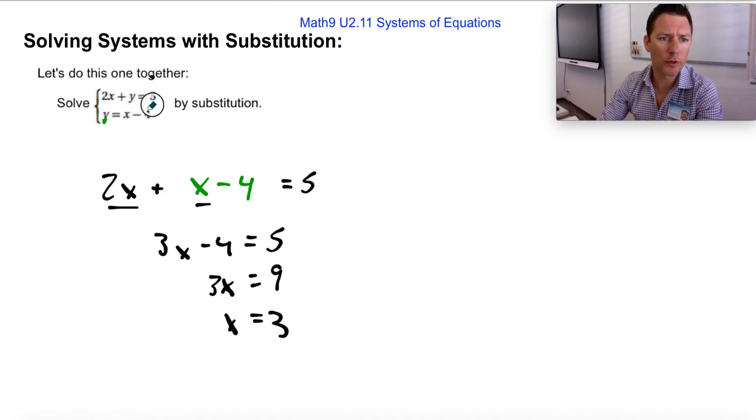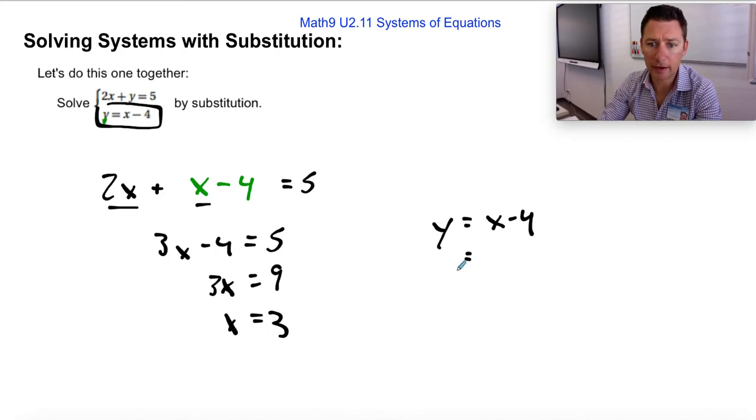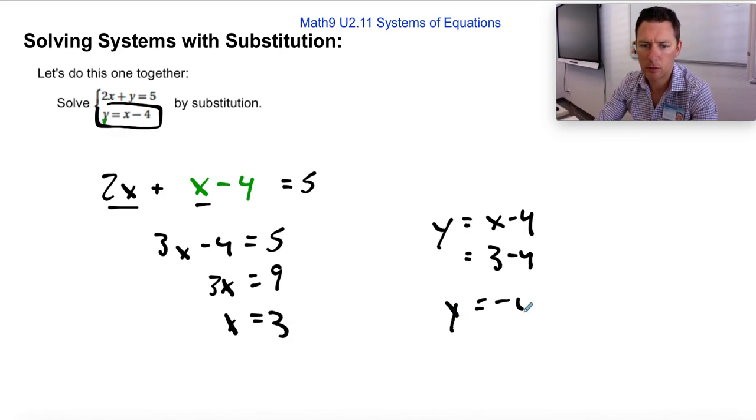And then we pick either of the equations. They'll both work. I'm going to pick this because it looks simpler. So y equals x minus 4. Plug in this, what x equals, so put it in there. So 3 minus 4. So y is negative 1. So the point where these intersect is x comma y, and that's your solution. Whee!